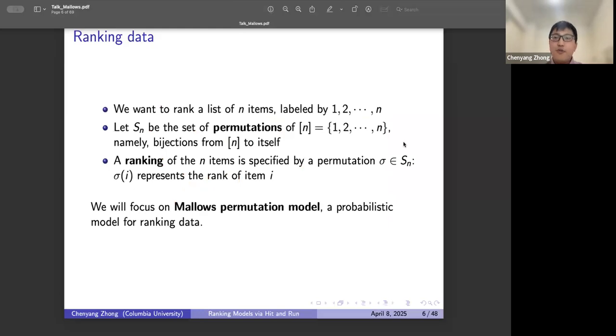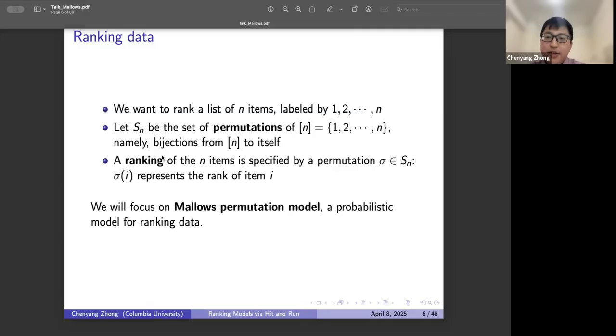And in order to model ranking data, we typically use permutations. Here is an abstract setup for ranking data. Suppose we have a list of n items labeled 1 up to n. We typically encode a ranking of those items, from top to bottom, by a permutation sigma. I'm going to call S_n the set of one-to-one permutations of those 1 up to n.